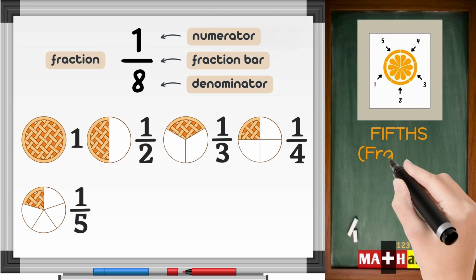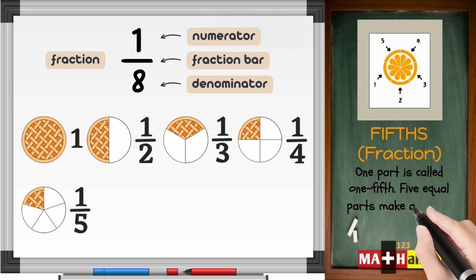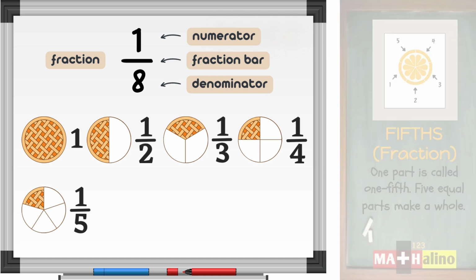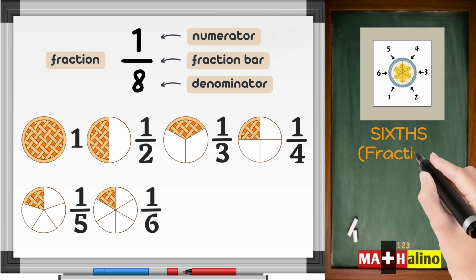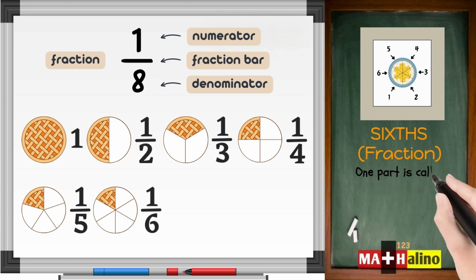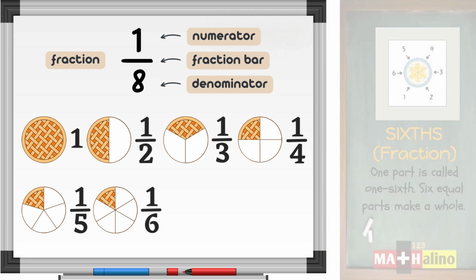Fifths as a fraction. One part is called 1/5. Five equal parts make a whole. Sixths as a fraction. One part is called 1/6. Six equal parts make a whole.